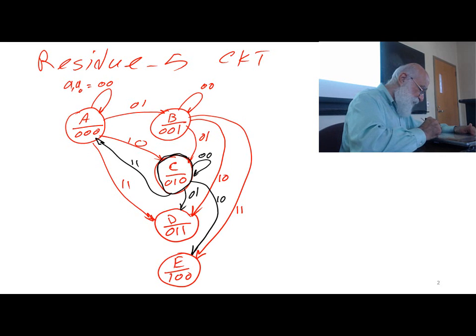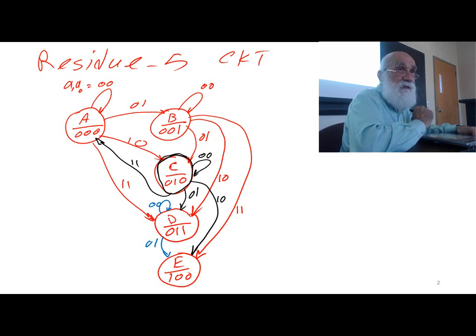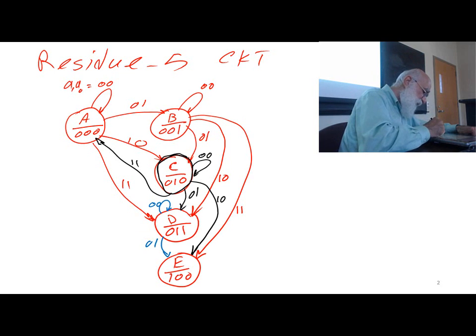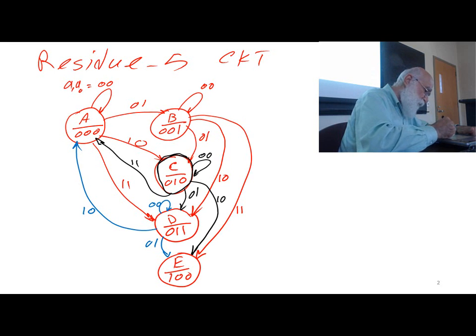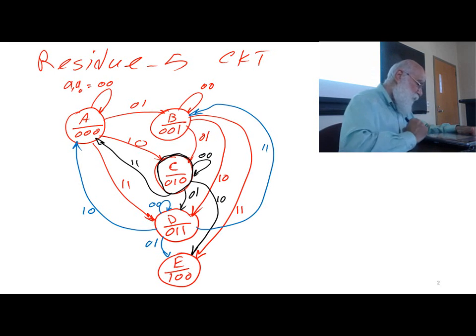Let's do state D, for example. And D, again, 0, 0 takes me back to where I was. 0, 1 goes one step down. 1, 0. I have 1, 1, 1, 0. That's 2. And therefore, that goes back to state E. What if I receive 1, 1? 1, 1 plus 1, 1, that's 6. Okay, remainder is 1, so I go to state B.